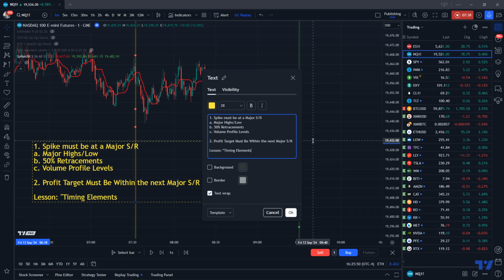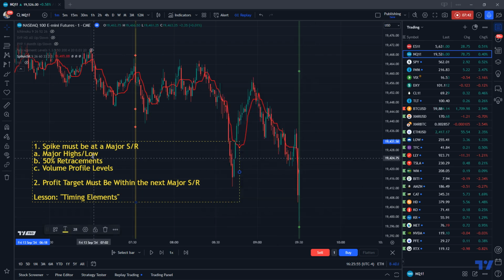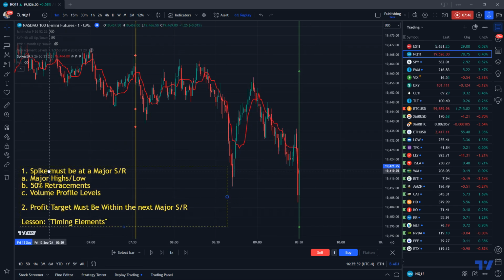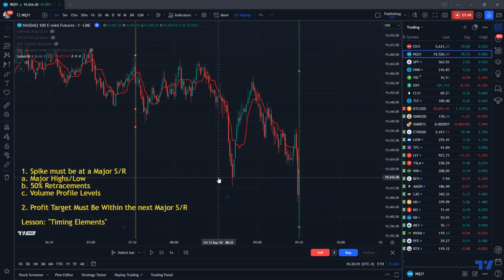Timing elements. Now, this can happen with stocks on earnings. It can happen around news, like it did on that Thursday. It can happen around FOMC. Oh yeah, FOMC days are really, really good. When J Powell speaks, he can create some spikes as well, and really, really juicy spikes.